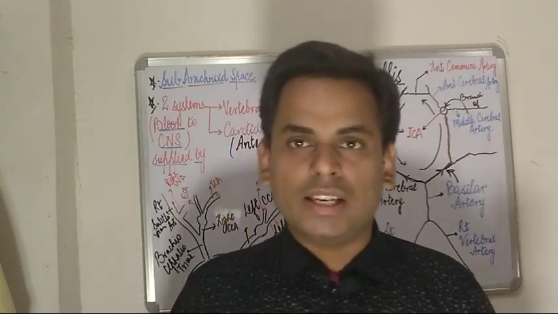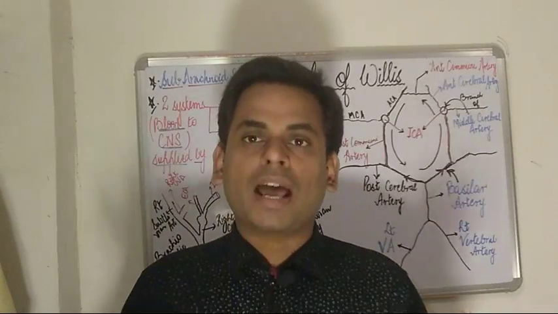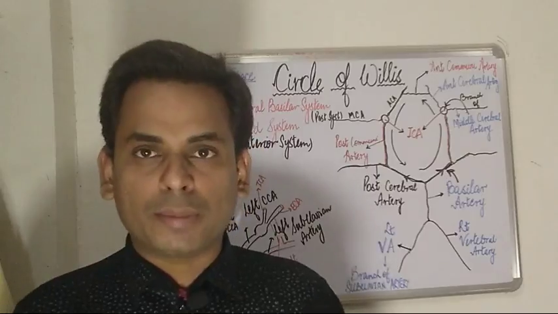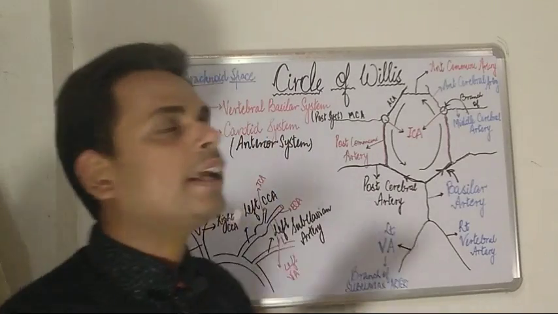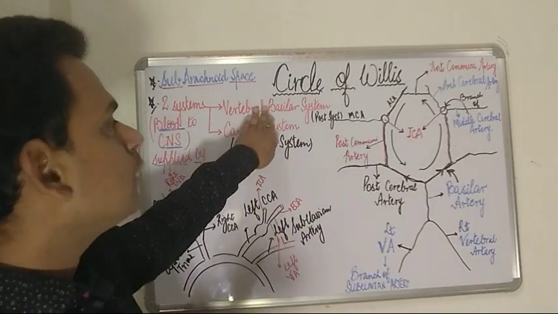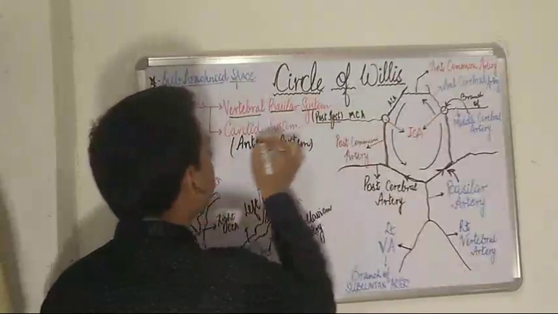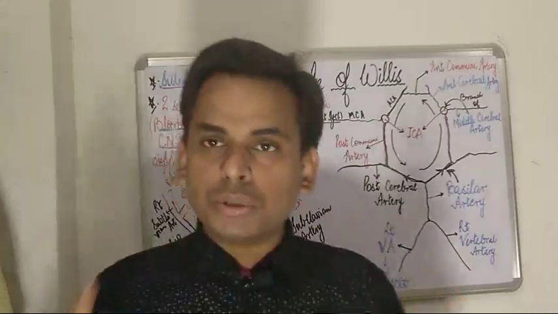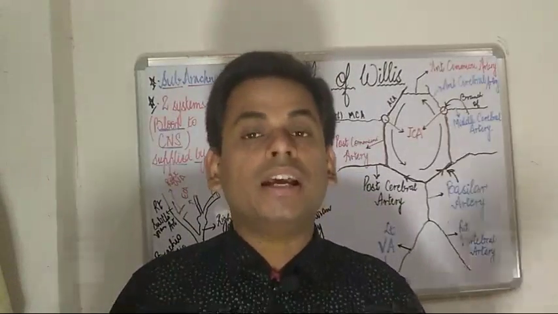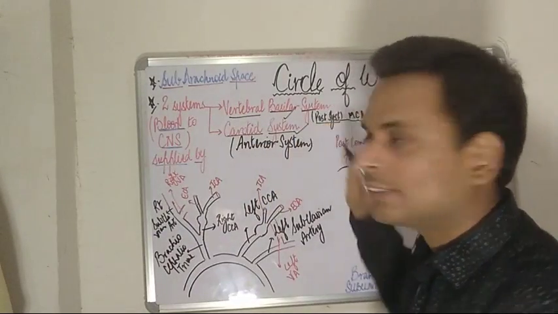Now, looking at the circle of Willis, I'll be focusing upon the blood supply to the brain. The first and foremost thing we should remember is that the blood supply to the brain is mostly by two systems: first is the vertebral basilar system, which is also called the posterior system, and the next is the carotid system, which is also called the anterior system. So students, do remember the blood supply to the brain is mostly supplied by two systems. One is the vertebral basilar system and the next is the carotid system.